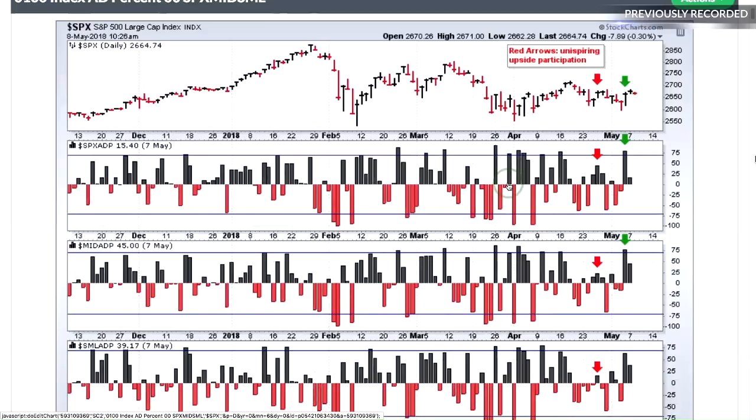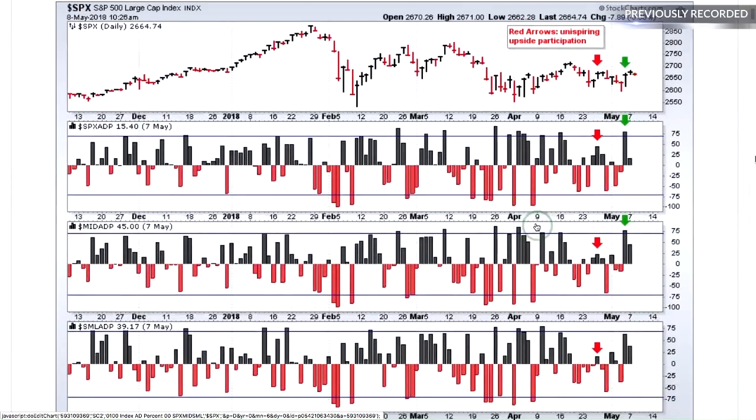So here are the advance-decline percent indicators. Advance-decline percent is the number of advances less the number of declines divided by the total number of issues. So using the NASDAQ 100 as an example, if you had 80 advancers and 20 decliners, that would be 60 net advancers, which would be 60%. So by taking that percentage, you can compare the S&P 500 with the S&P Mid Cap 400 with the S&P Small Cap 600, and that's what I've done here.